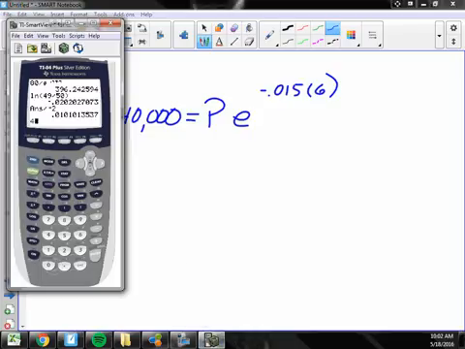So 40,000 divided by e to the negative 0.015 times 6. Now, if you have the old software, you need to make sure that those exponents have parentheses around them. $43,766.97.